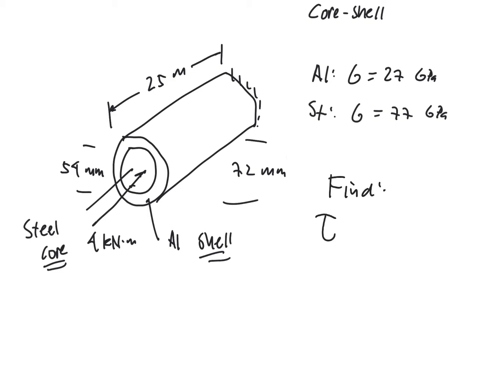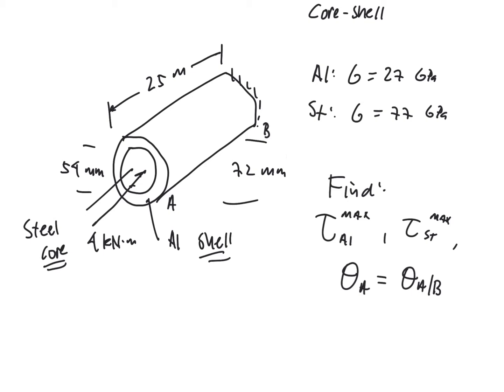So we'll write it like this. The max shear stress in the aluminum, the max shear stress in the steel, and then we also want to find theta where the twist is applied. Let's call these A and B. So theta of A is the twist of A relative to the fixed support, which is going to be our point B. But that's our problem setup.